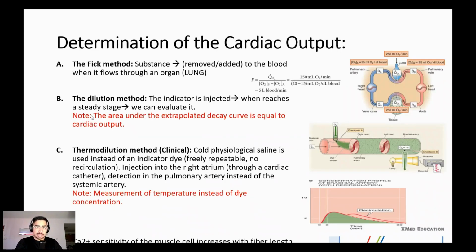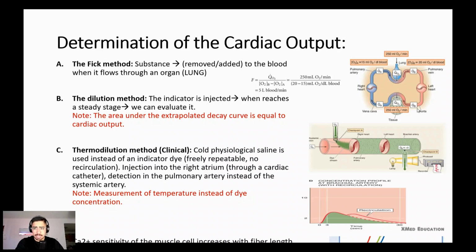And what is the determination of the cardiac output? We can determine cardiac output in three ways. The Fick method: we add or remove a substance to the blood as it goes through one organ, and after that, it goes through the organ. Now we can calculate how much of this oxygen, or any substance that we added, is missing, and from the equation we can calculate it.